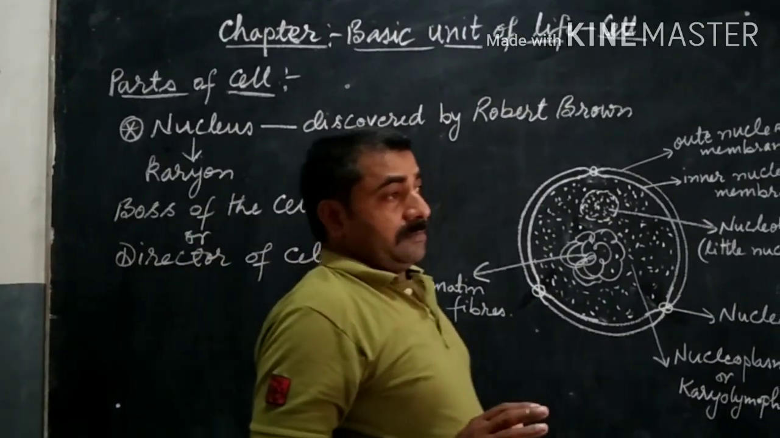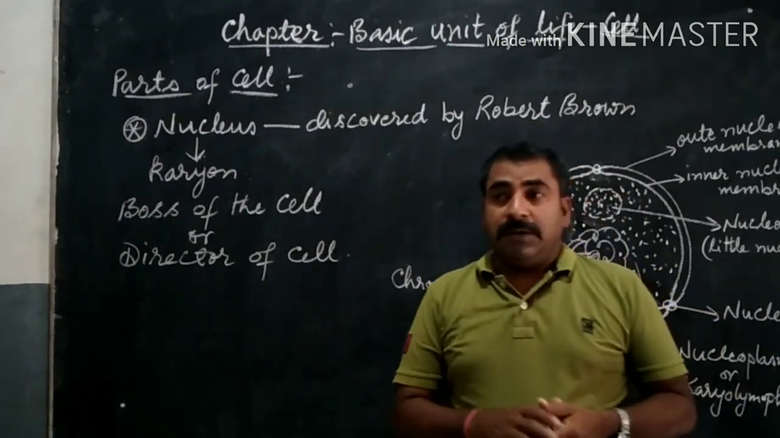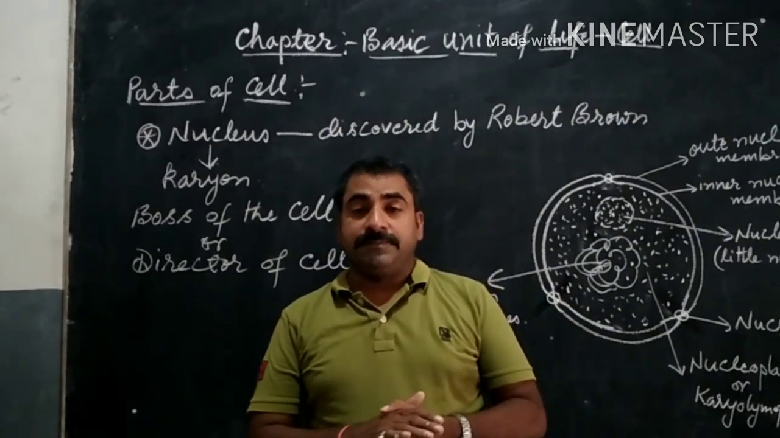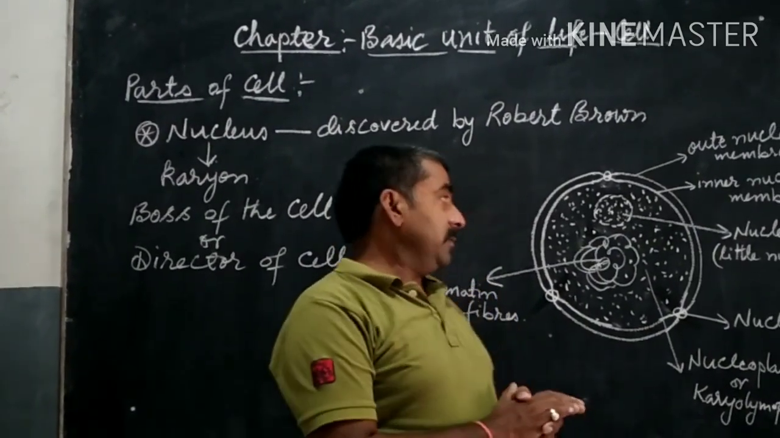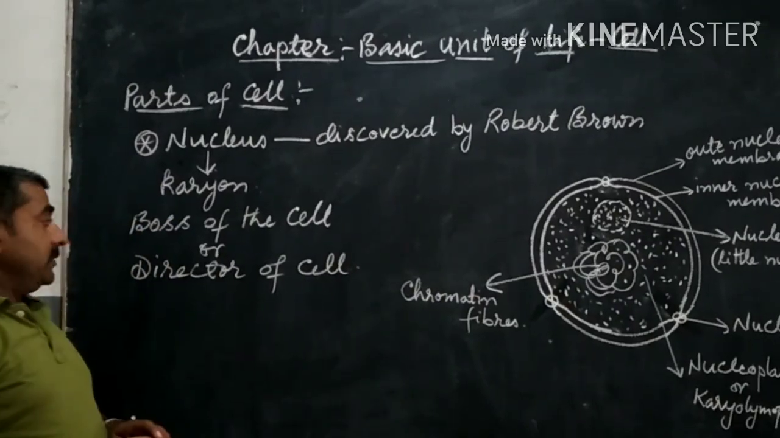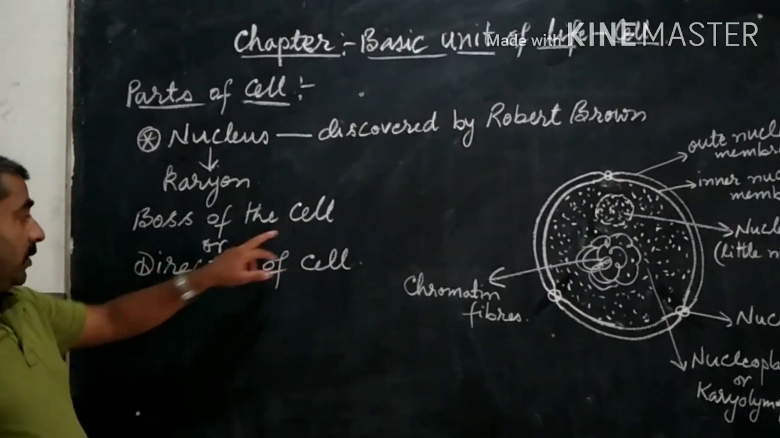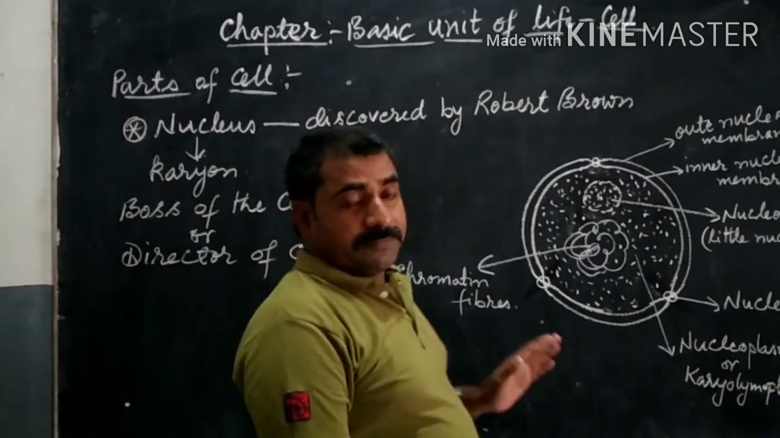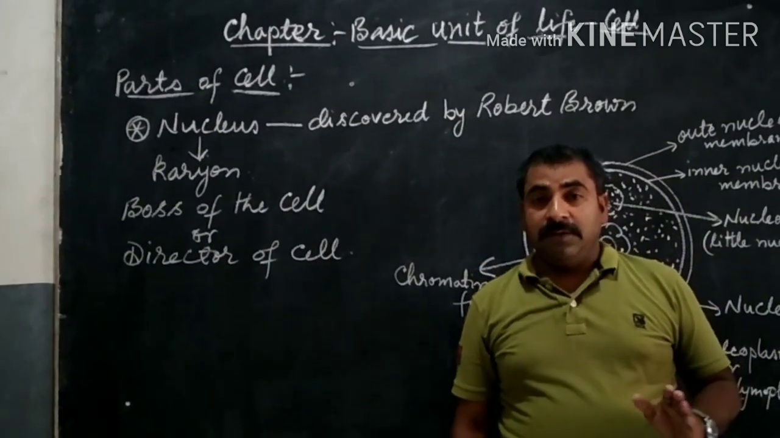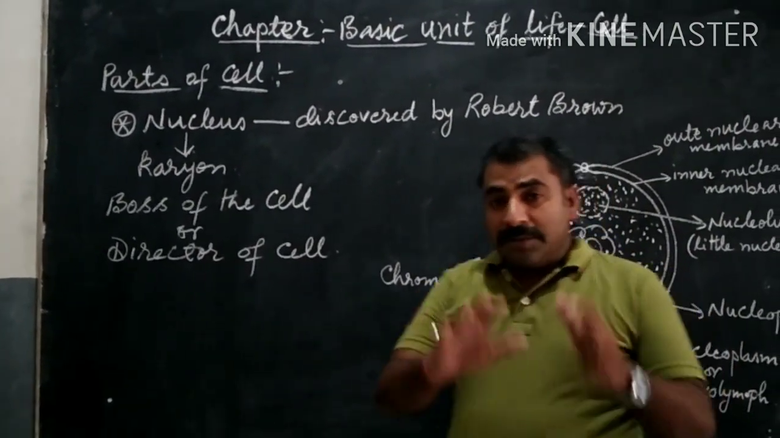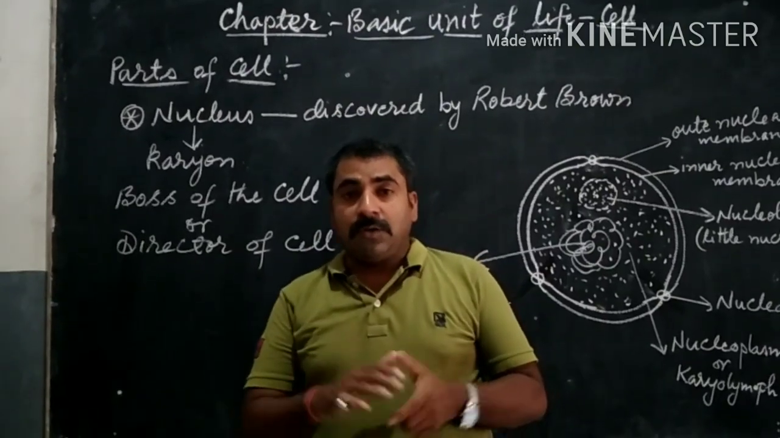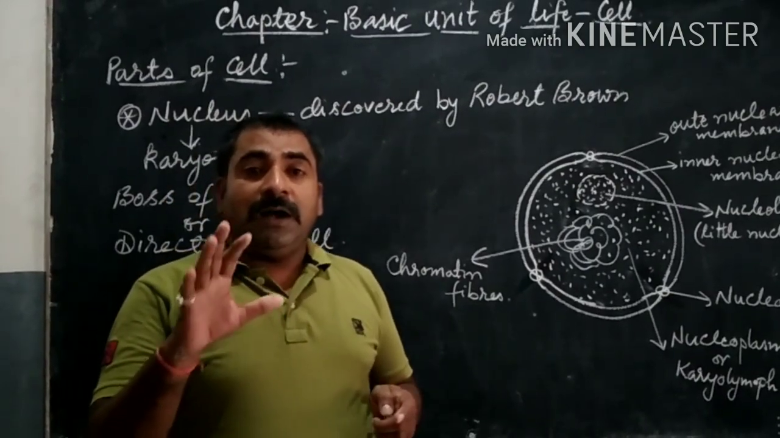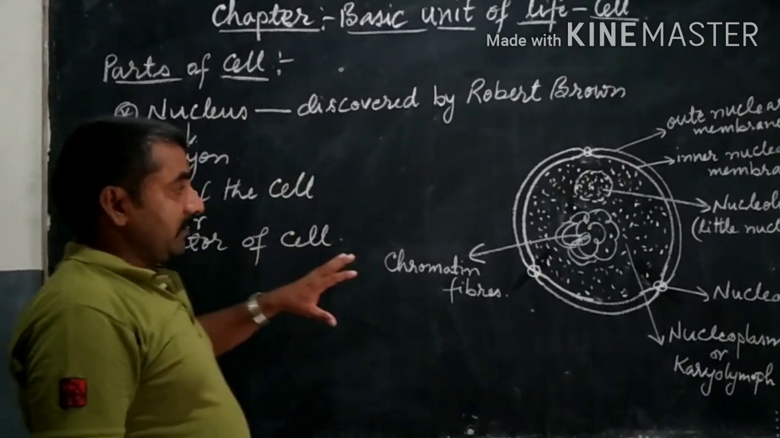Now students, nucleus is found in all eukaryotic cells, and it is popularly known as boss of the cell or director of the cell. Nucleus is known as boss of the cell or director of the cell because all the metabolic processes or all the functions taking place inside the cell are under the control of nucleus.